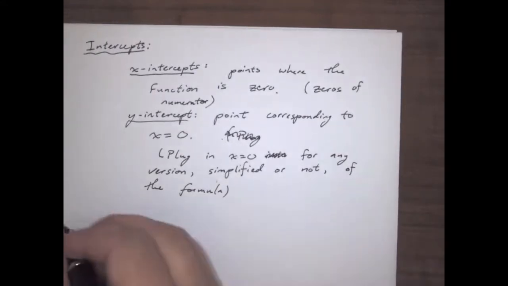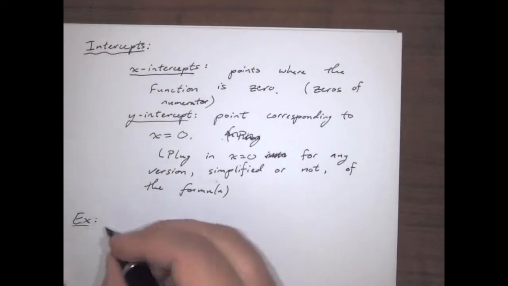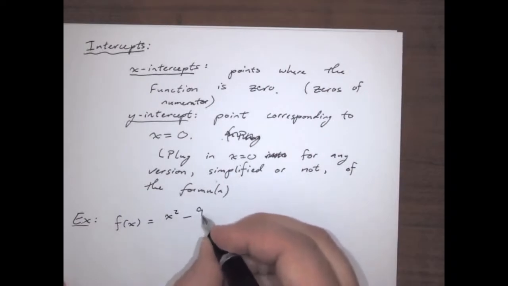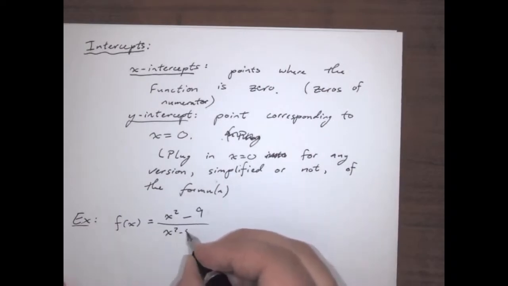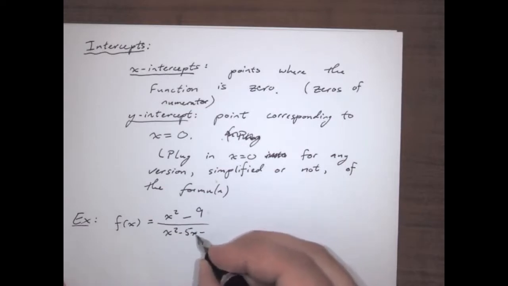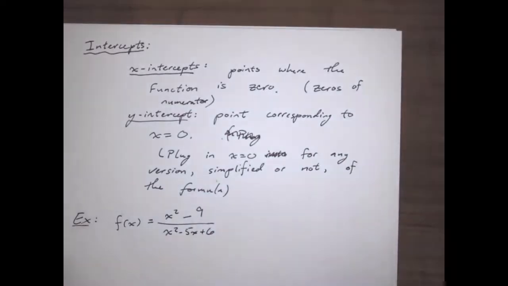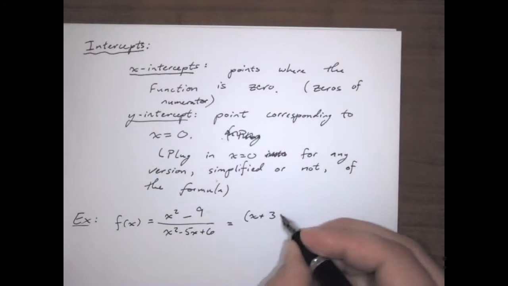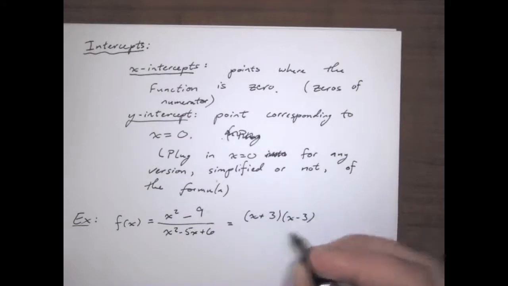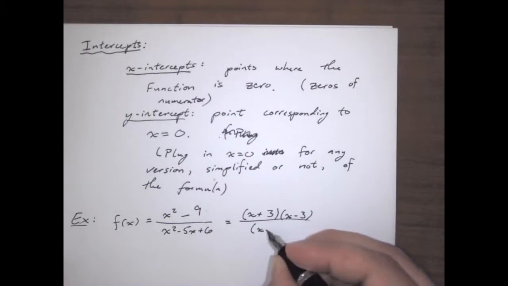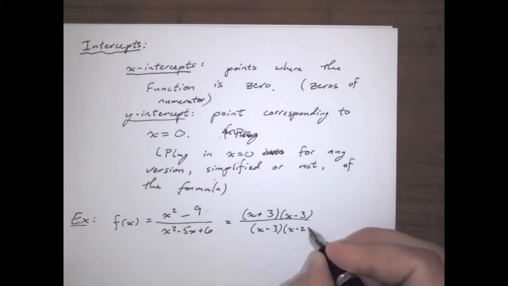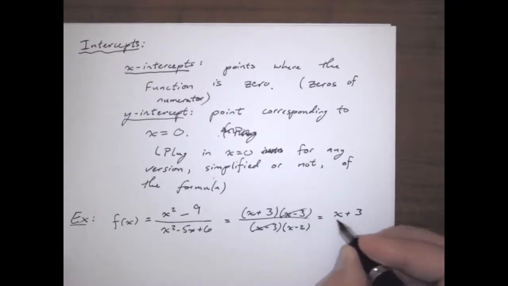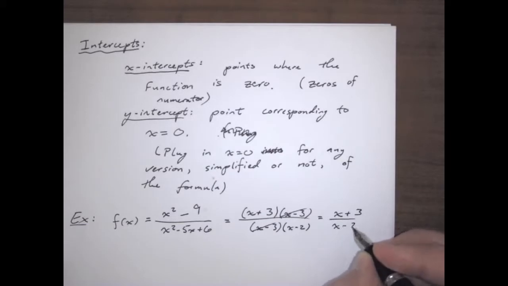So returning to that old example, if f of x equals x squared minus 9 over x squared minus 5x plus 6, of course, as we know, this simplifies. x plus 3, x minus 3, over x minus 3, x minus 2. The x minus 3 factors cancel, leaving x plus 3 over x minus 2.